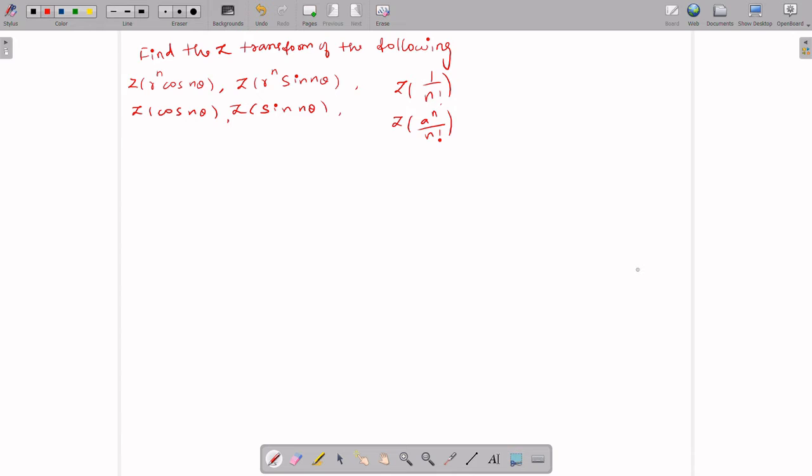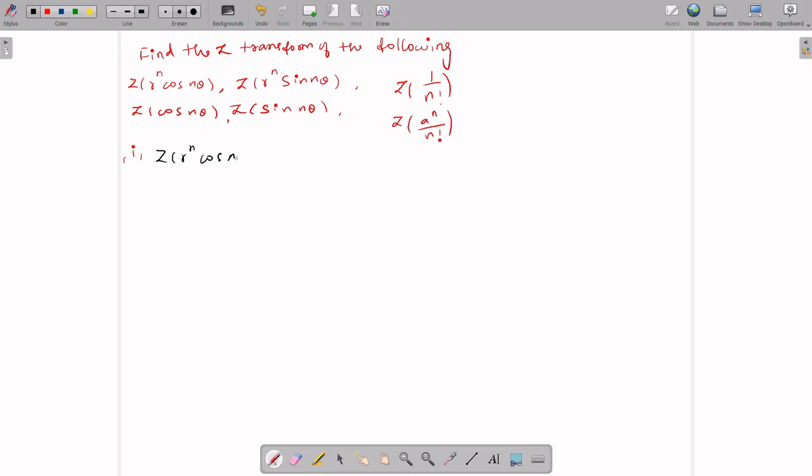Already we have some more problems. Then we see the second set of problems now. First problem, we have to find Z transform of r power n cos n theta.